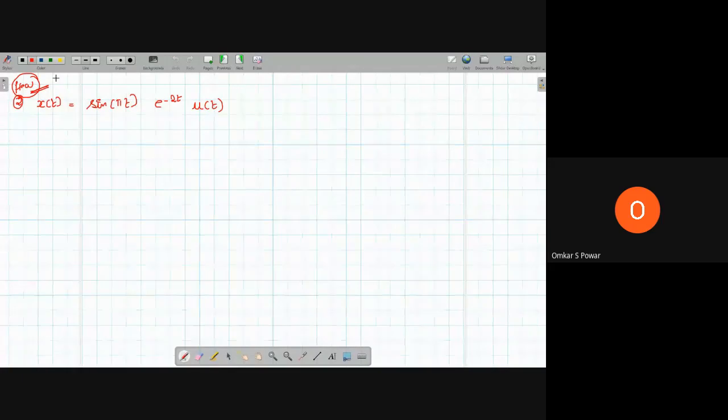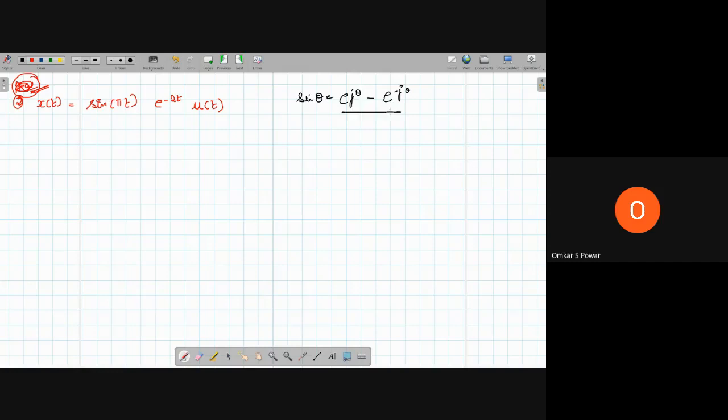So what's the problem here? Again, you have to find the Fourier transform of the signal using properties. It's a homework problem, but I'll solve it. x of t is equal to sine pi t e power minus 2t u of t. What is the first thing you have to do? Whenever a sine comes, you have to express it in terms of e power j theta. Sine theta can be expressed as e power j theta minus e power minus j theta by 2j. Using that, first we will simplify this one.